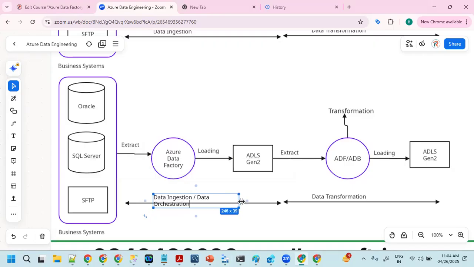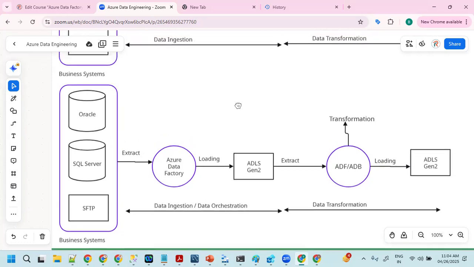So what do you mean by data orchestration? It means you're going to automate the entire process. You're going to design the flow of execution, so which one has to go first and which one has to go next and so on. That is going to be designed with the help of Azure Data Factory.